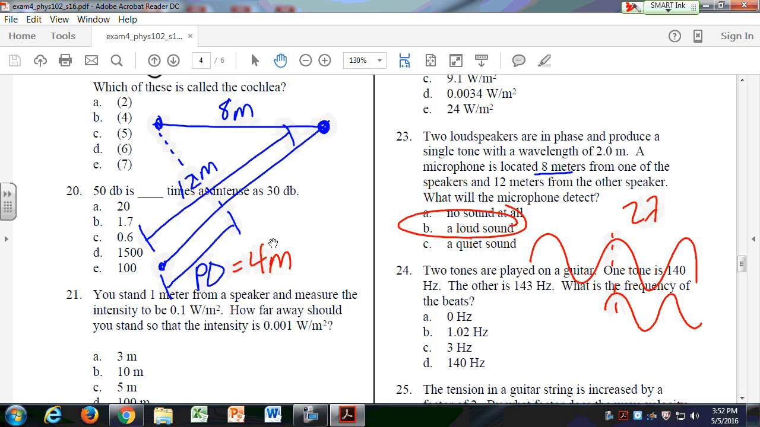Interference. No, because if it's 2.5 meters, the wavelength is 2 meters. A half a wavelength would be 1 meter. In order to get destructive interference, it's going to have to be like 3 meters, or 5 meters, or 7 meters, or 9 meters. Some increment of half wavelengths. All right?